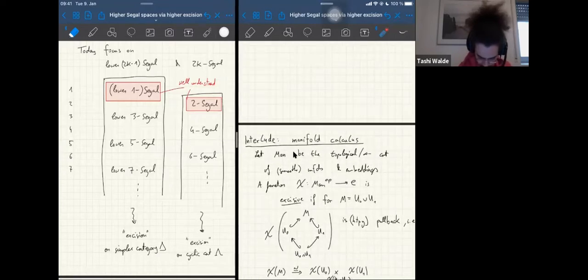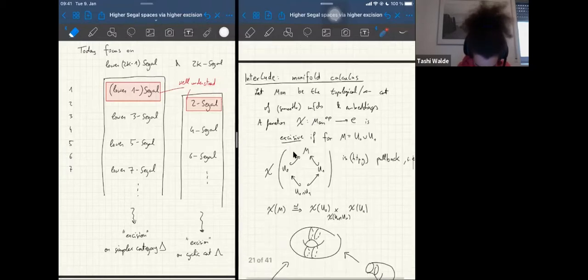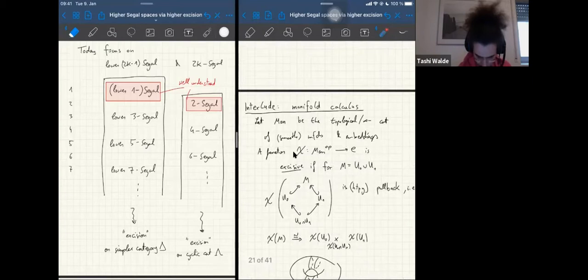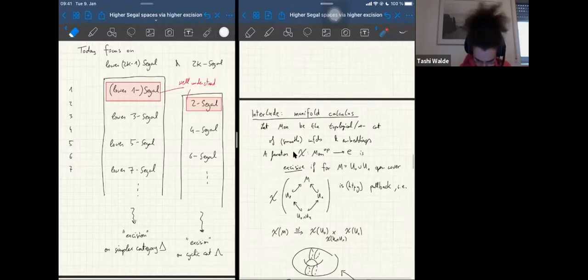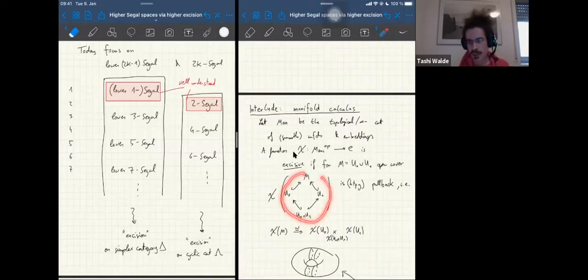So this is manifold calculus in the spirit of Goodwillie and Weiss. Okay, so let Man be the topological, or I guess infinity, category of smooth manifolds and embeddings between them. If we take a contravariant functor to some target C, we call it excisive in the following situation: if we have M covered by two opens, an open cover, then we can compute the value at M by first computing the values on these two smaller pieces and then gluing them back together along their intersection. Or said differently, this square needs to be sent to a pullback square in C.